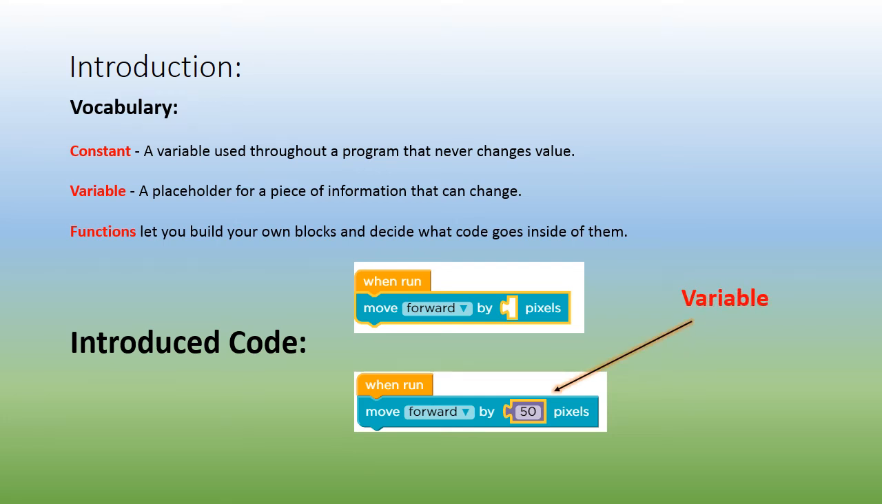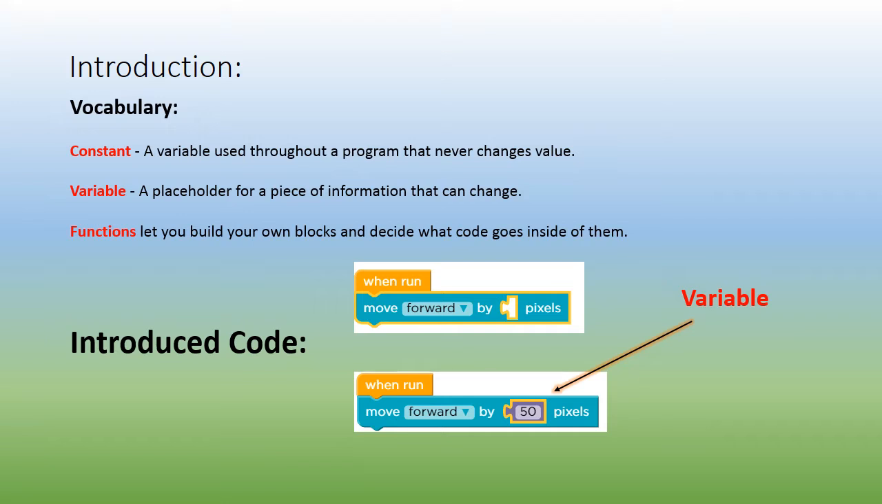Vocabulary. These are very important, so please memorize them. What is a constant? A constant is a variable used throughout a program that never changes value. What is a variable? A variable is a placeholder for a piece of information that can change. What is a function? A function lets you build your own blocks and decide what code goes inside them.